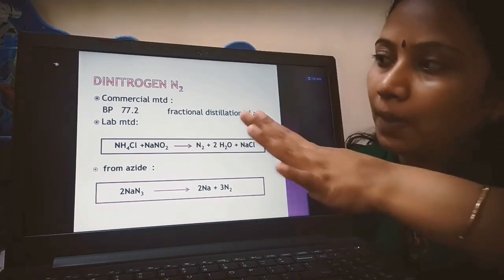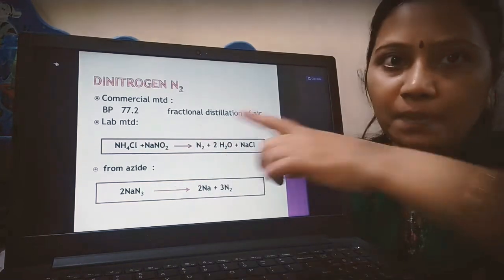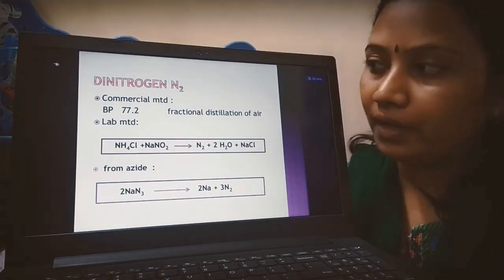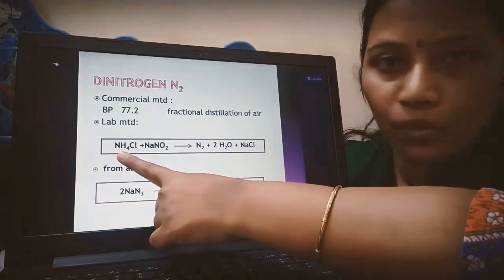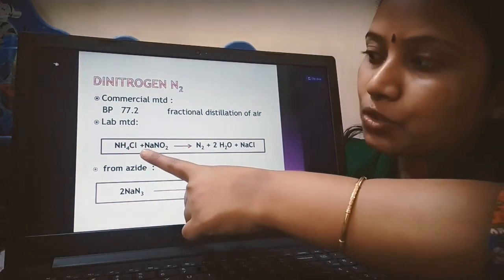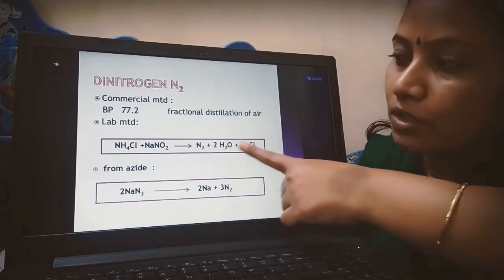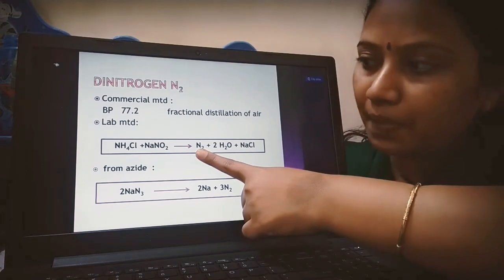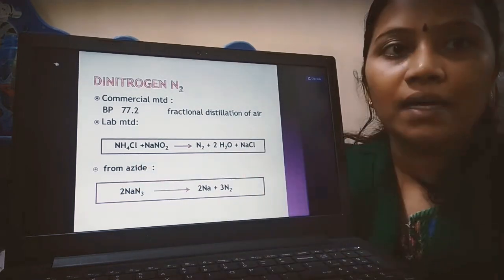Okay. Now apart from this, you can also produce them by means of lab method. How to prepare dinitrogen in the laboratory? You should take ammonium chloride. What is the formula for ammonium chloride? NH4Cl. And add sodium nitrate. So sodium chloride and water is removed. Nitrogen, dinitrogen is prepared. Then from sodium azide.